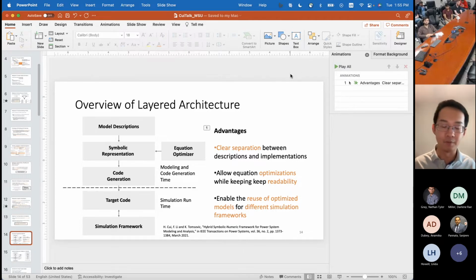The separation of description from implementation just prepares us for the emerging frameworks.